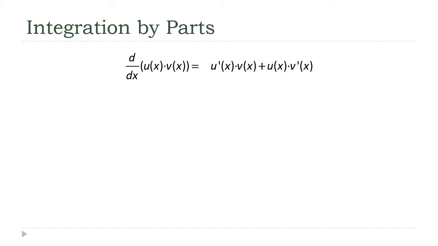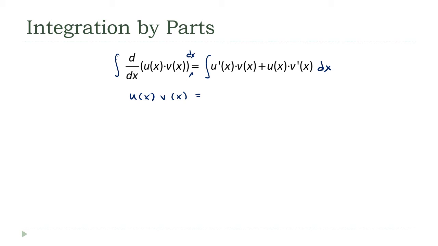On the left side, I have the derivative of two functions of x, and that's equal to the derivative of the first times the second plus the first times the derivative of the second. It's just the product rule. So I'm going to start by integrating both sides of this with respect to x. Now the left-hand side simplifies really nicely. The integral of the derivative of an expression is just that expression. That's the fundamental theorem of calculus.